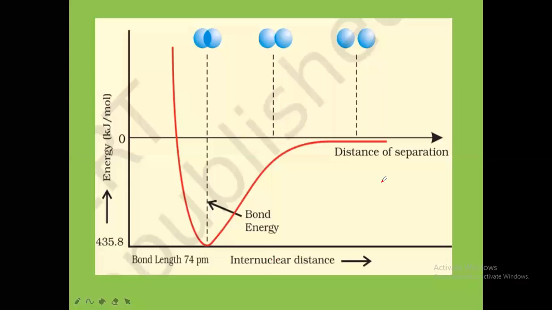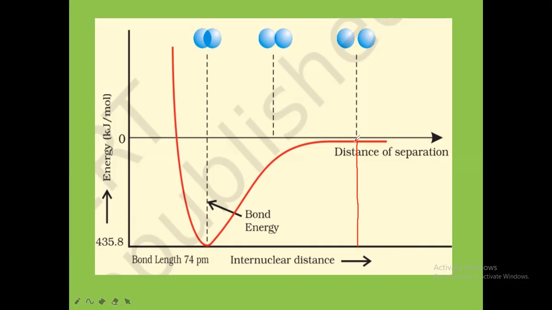Now initially, when these two atoms are away from each other, what is the internuclear distance? This much distance is there between one nucleus and the other nucleus. They're away from each other, the two nuclei. Now there is some amount of energy for them. So the energy of these two atoms is about this much when they are away from each other like this.